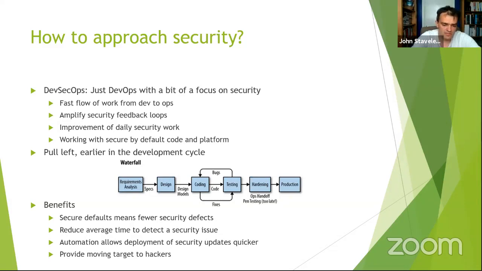And because we're doing DevOps, everything's automated. You can push code to production very easily. And it means if you do find a security flaw, it's very easy to put to production much quicker. And studies have found that having fast moving code that you're pushing all the time provides a moving target to attackers, which is harder to hack.